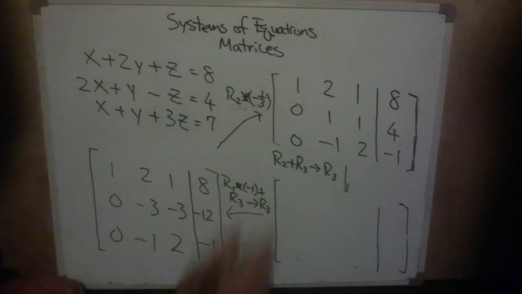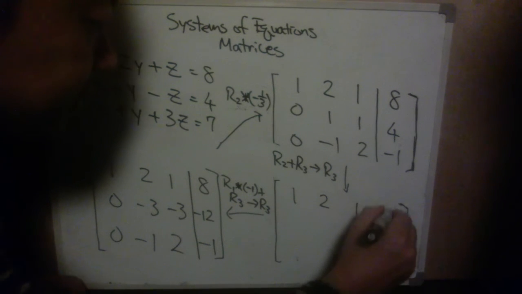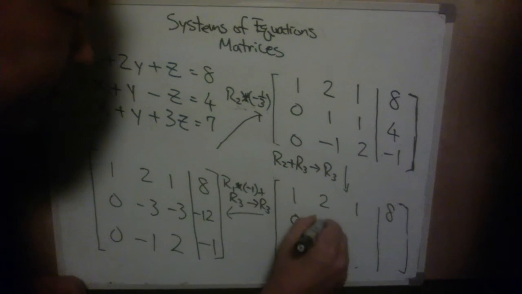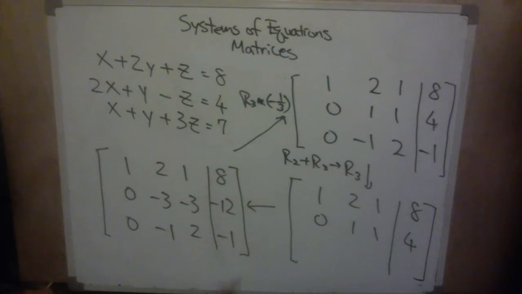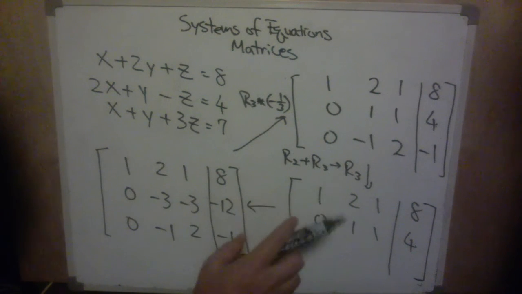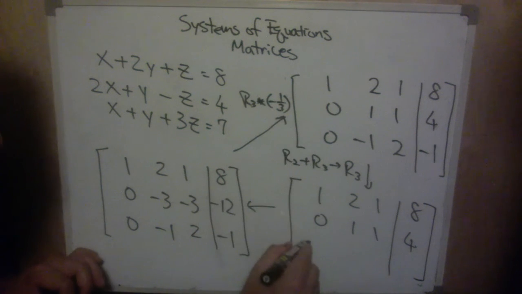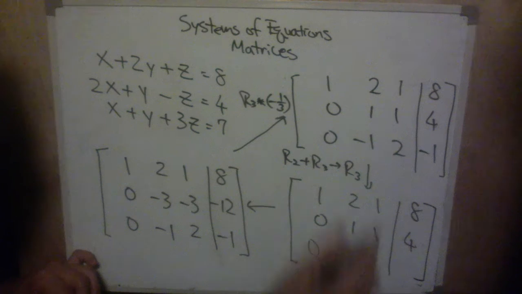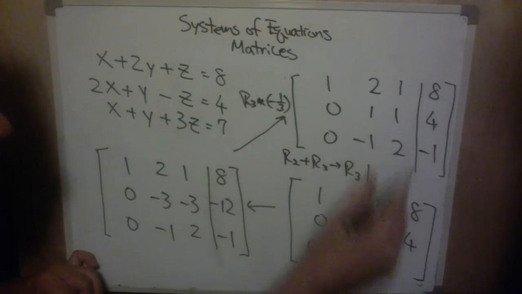Okay, so row 1 stays the same: 1, 2, 1, 8. Row 2 stays the same: 0, 1, 1, 4. And for row 3, row 2 plus row 3 is my new row 3. So 0 plus 0 is 0. 1 plus negative 1, that's 0. 1 plus 2, that's 3. And 4 plus negative 1, that's 3.